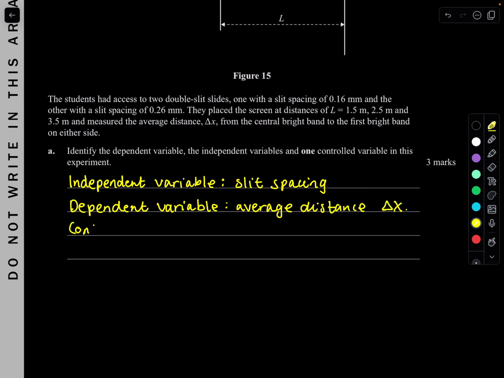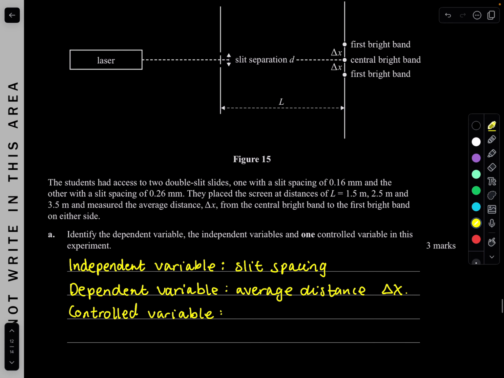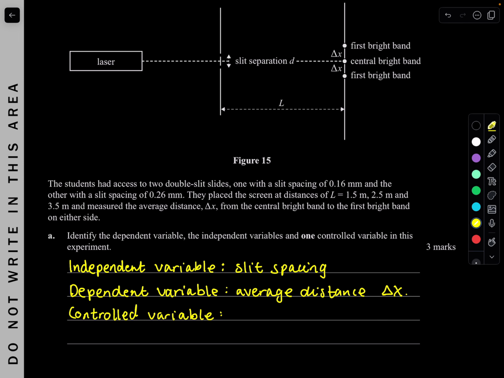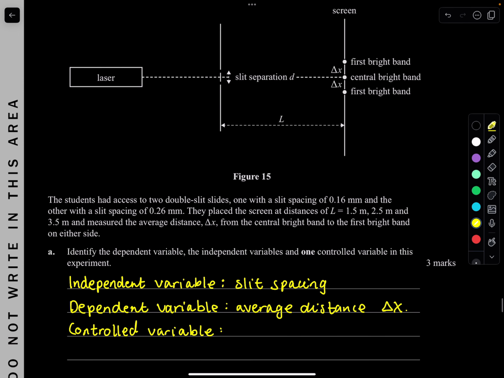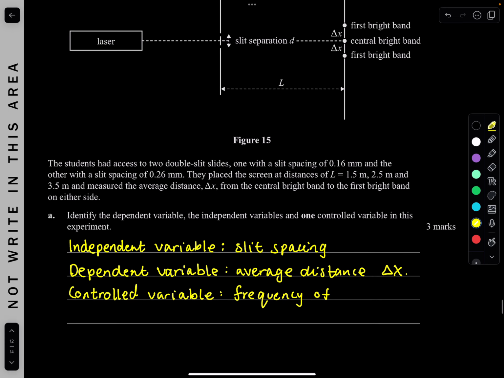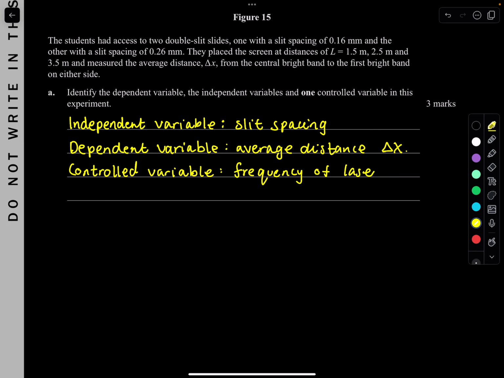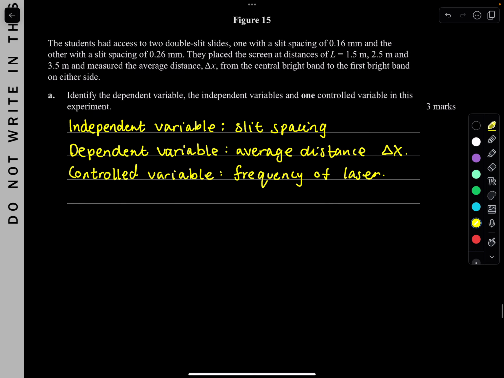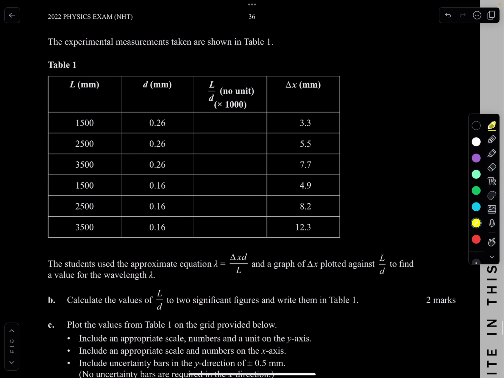Your control variable is the variable that you don't change. You keep it constant throughout the experiment. One thing is the frequency of the laser, the frequency of light, which is constant. Keep that constant. Beautiful. The experimental measurements taken are shown in table 1.